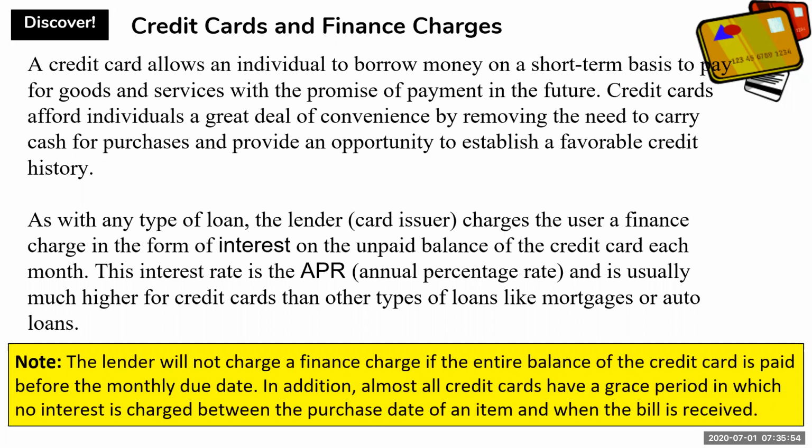Now, as with any type of loan, the lender or card issuer charges the user a finance charge in the form of interest on the unpaid balance of the credit card each month. This interest rate is the APR, and it is usually much higher for credit cards than for other types of loans like mortgages or auto loans. So credit cards usually have higher APRs because they are short-term loans.